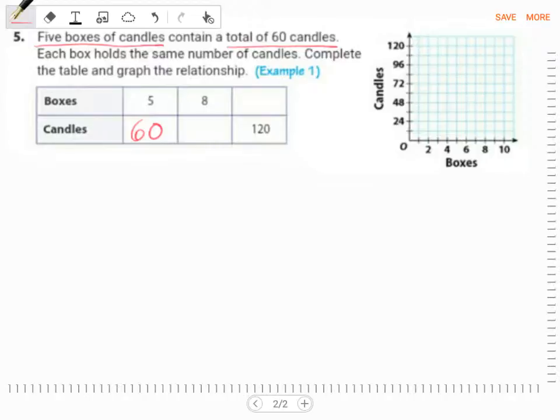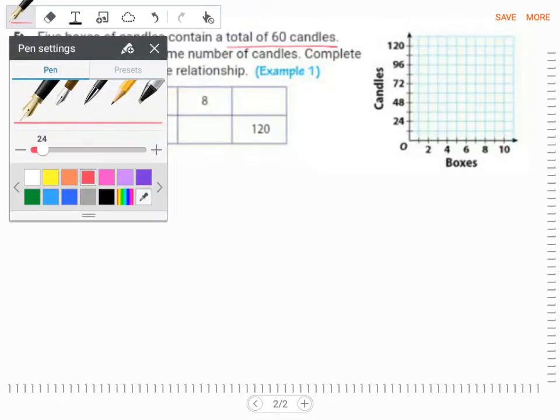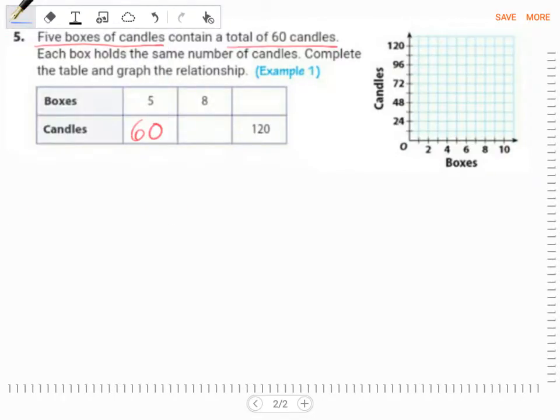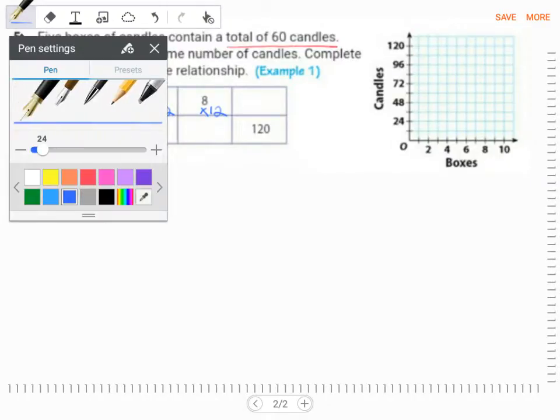Now that I have that already, I can think through, all right, well, I'll use my quick method here. 5 times what gives me 60? Well, that's 12. So that told me what I've got to multiply by or divide by to find either one of these other missing blanks. This one, 8, I would have to multiply it by 12. 8 times 12 should give you 96.